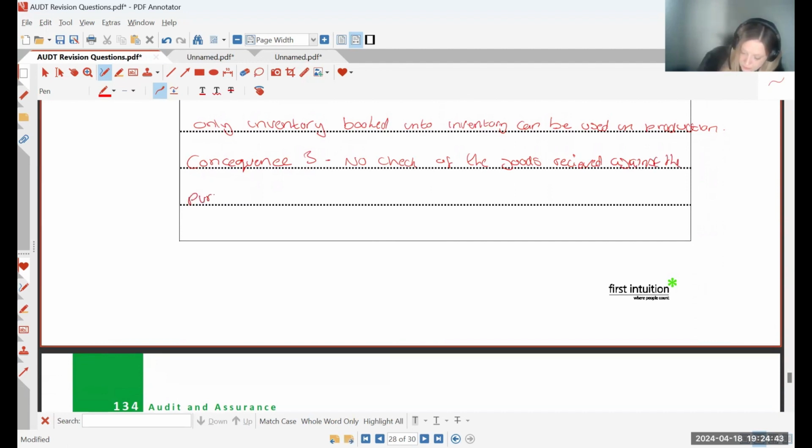So loads of items could be missing, but we're not checking, so we don't know. And then we could get invoiced and pay for a load of things that we didn't even order or that we didn't receive even. Things that we ordered but didn't receive. So we need to check the goods received against the purchase order. Okay. So meaning items could be missing.